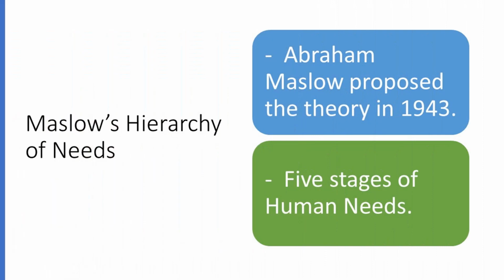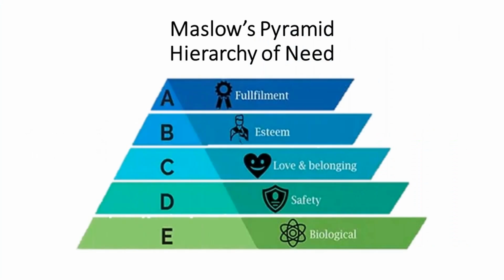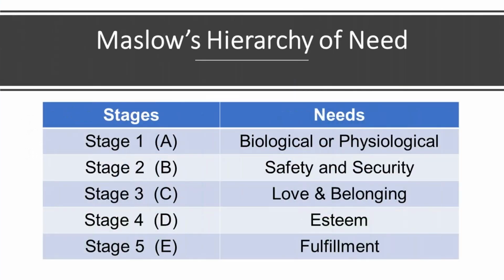Abraham Maslow proposed a theory in 1943. The theory was named as Maslow's hierarchy of needs. The theory presents 5 stages of human needs such as the basic and advanced needs. This slide shows the 5 stages of every human needs. The pyramid represents the levels of human needs from the very basic up to the top level. The slide shows the different stages together with the level of human needs.